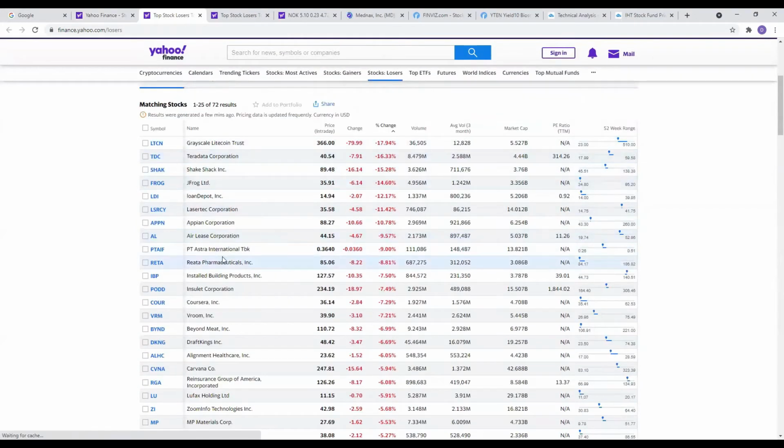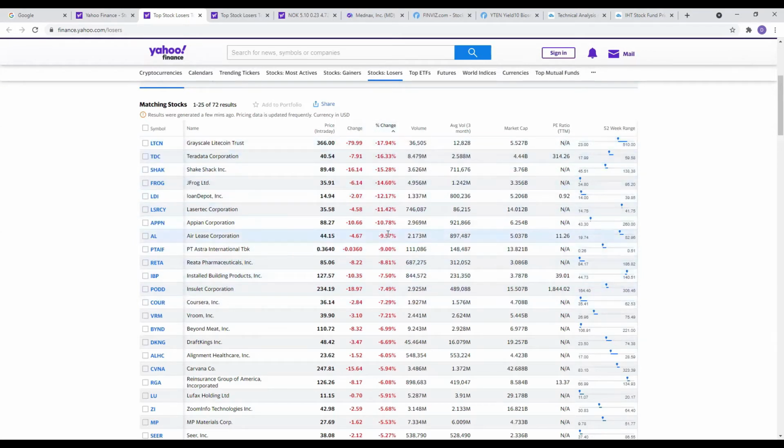These are the most active losers. So we see the most active losers are LTCN, TDC, SHAK. These are the tickers for the company. FROG, AL. AL is the ticker for Airless Corporation. IBP, Installed Building Products. IBP is the ticker for Installed Building Products. These are the tickers. These are the names of the company.